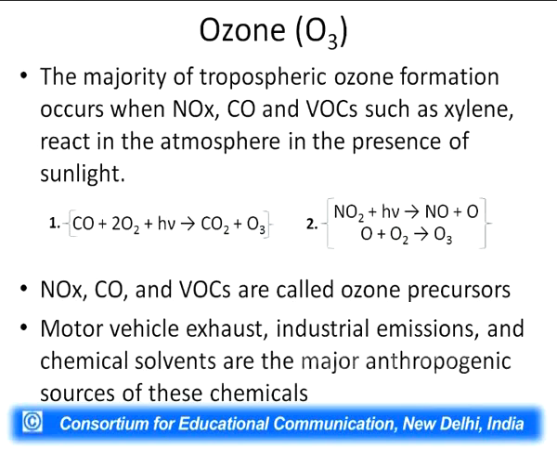Another is oxides of nitrogen. In the presence of sunlight, NO2 breaks into NO and an O radical, and this O radical combines with an oxygen molecule to form O3. So CO and NOx can be said to be precursors of ozone, and VOCs are also known as precursors of ozone. In fact, motor vehicle exhaust, industrial emissions, and chemical solvents are the major anthropogenic sources of these chemicals, like CO and NOx, which can ultimately lead to the formation of ozone.